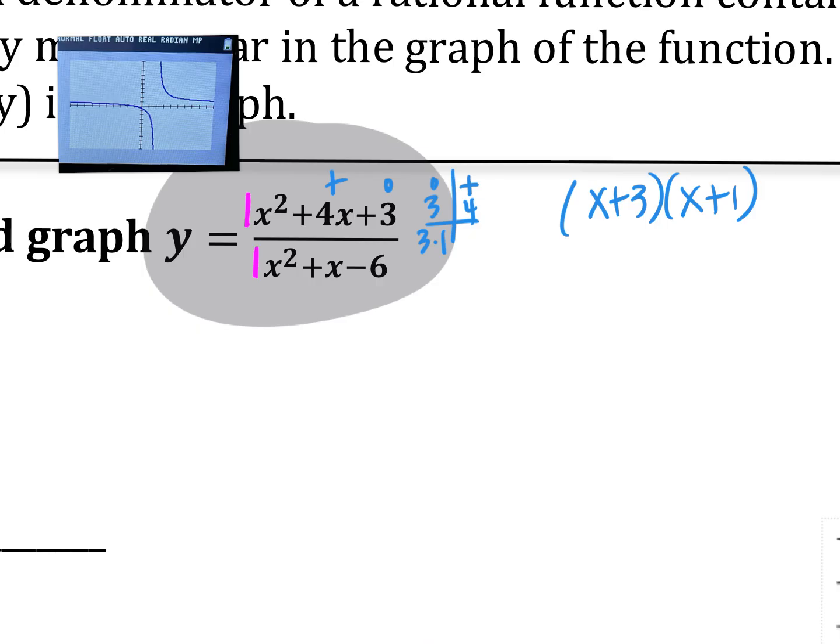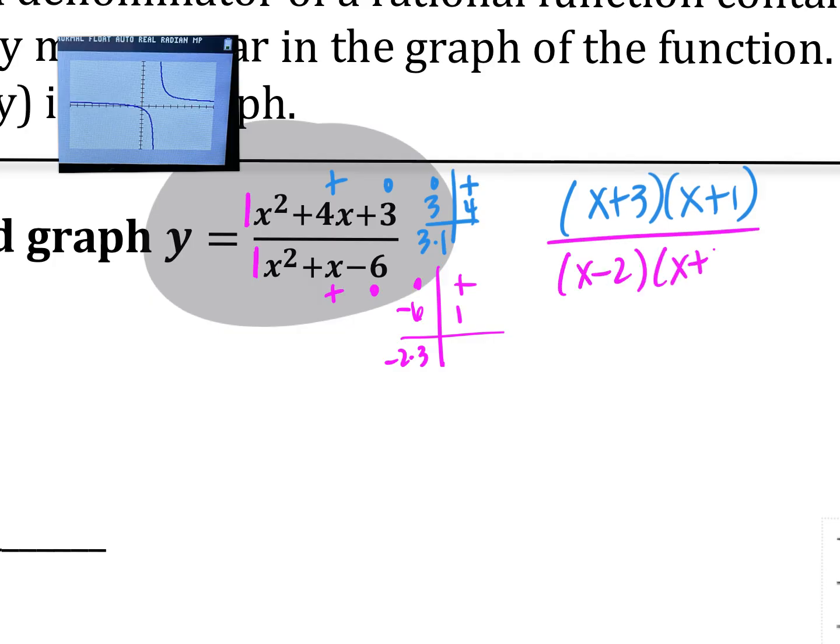What is the bottom going to factor out to be? Again, I can do toot because it was 1x squared. What multiplies to be negative 6 and adds to be 1? Negative 2 times 3 is negative 6. Negative 2 plus 3 is 1. Nice. So then I got x minus 2, x plus 3.